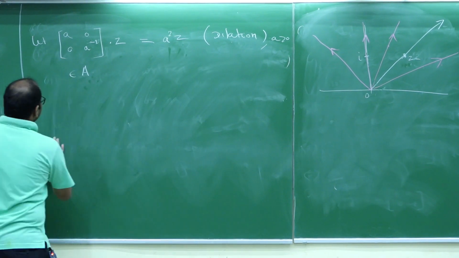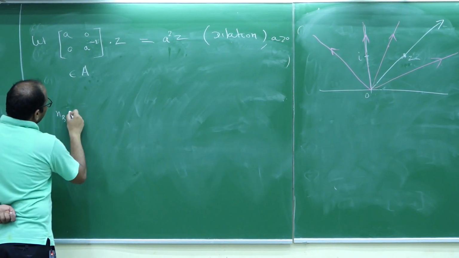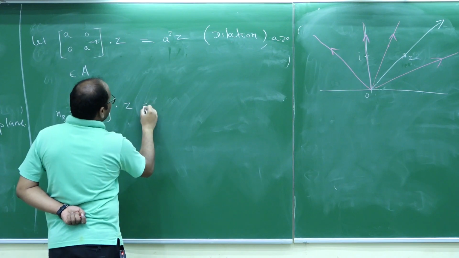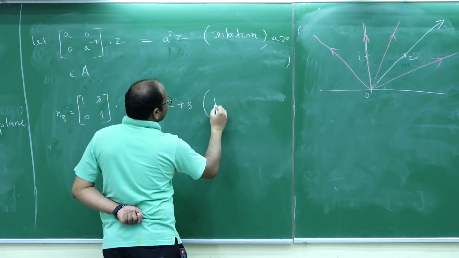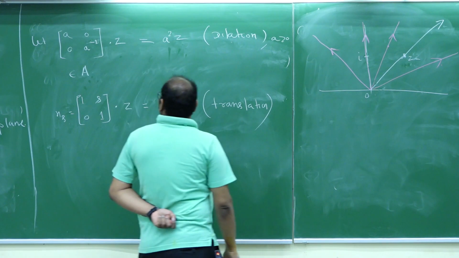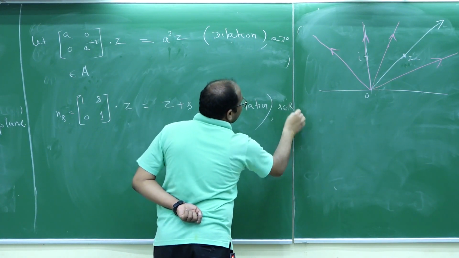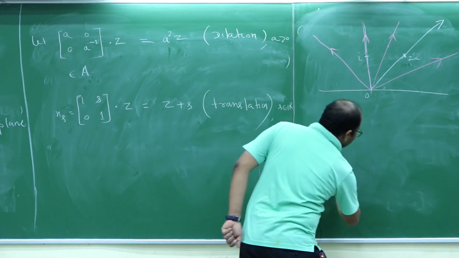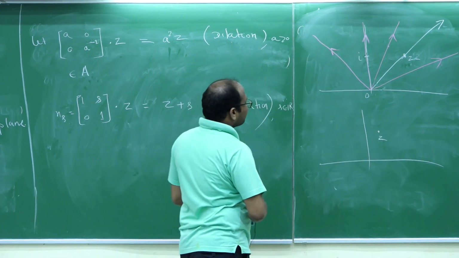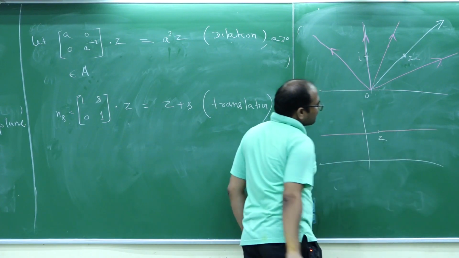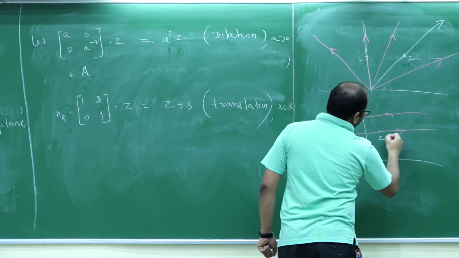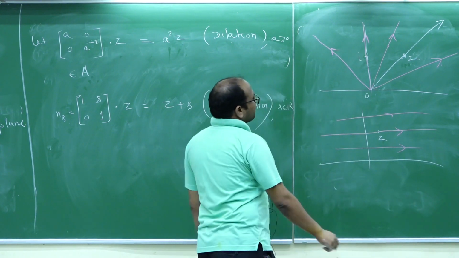Similarly, if you look at any vector of N, say (1, X; 0, 1), and this Z, I will get Z plus X, and this is translation. So the N orbit of Z will be this horizontal line which is parallel to the real axis. So similarly this. So these are the orbits.